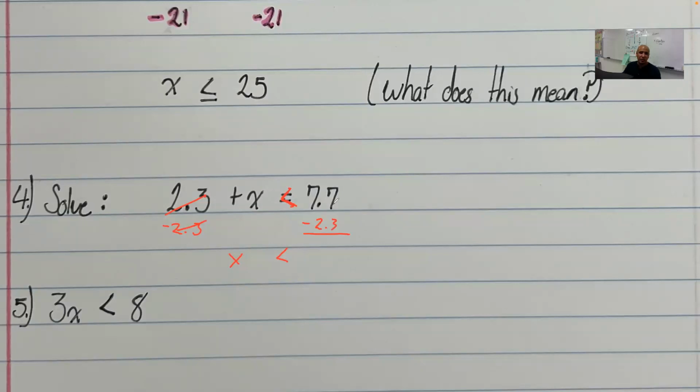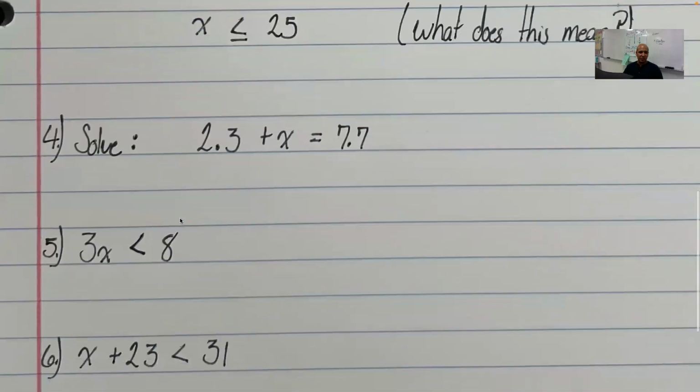We do the same to the other side. So 7 minus 3 is 4. Since we're subtracting, we just bring down the decimal. 7 minus 2 is 5. Ladies and gentlemen, x has to be less than 5.4. It is literally the exact same process. Notice this one. In this one, we are multiplying.